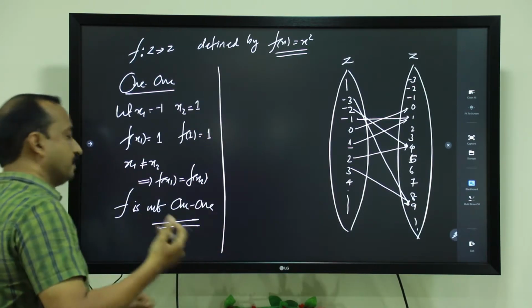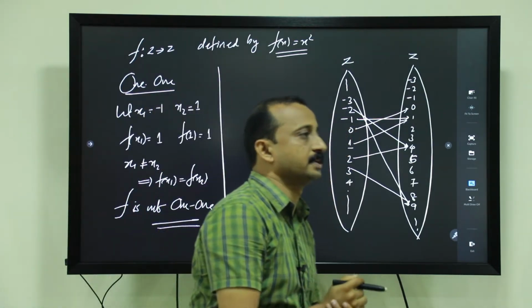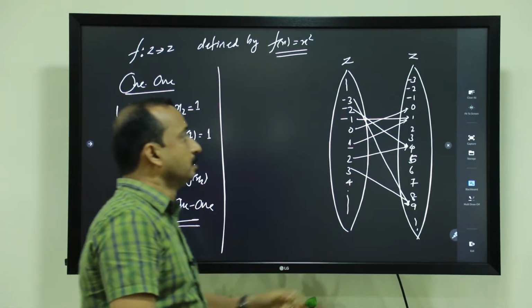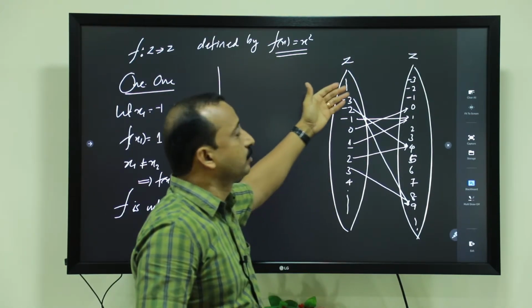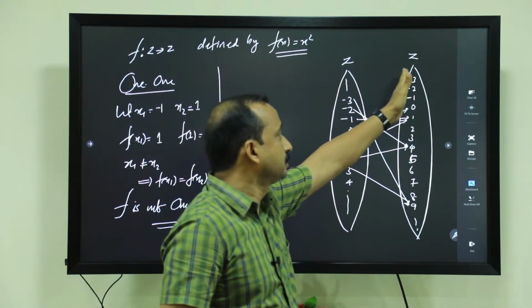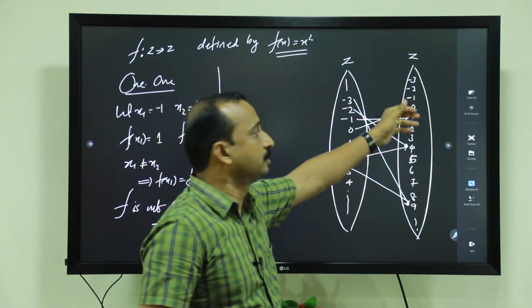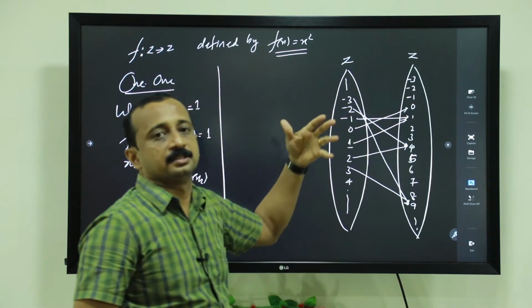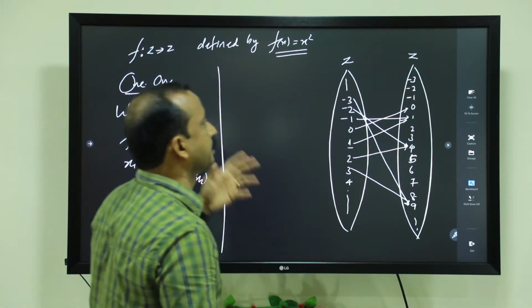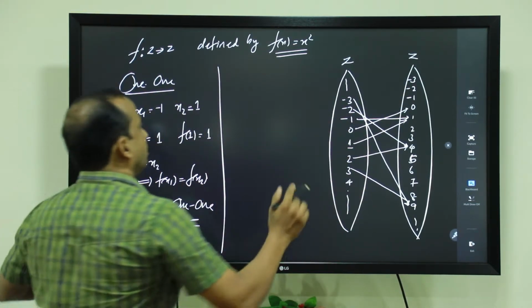Okay. Now check whether the function is onto or not. Clearly the function is not onto, because we get only square values. The set of all integers contains negative integers also. Negative integers have no pre-images, and therefore minus 1, minus 2, minus 3, etc. have no pre-images, and therefore the function is not onto.